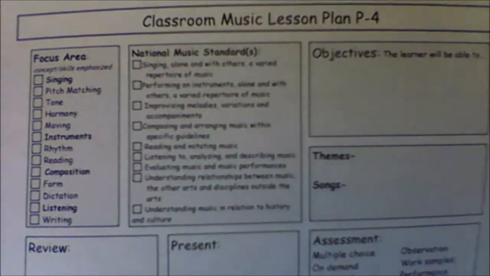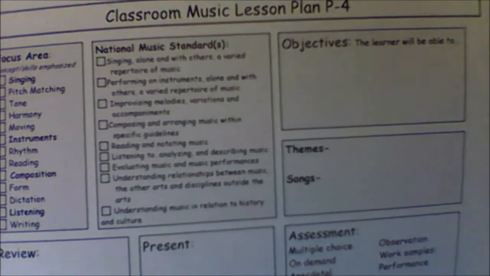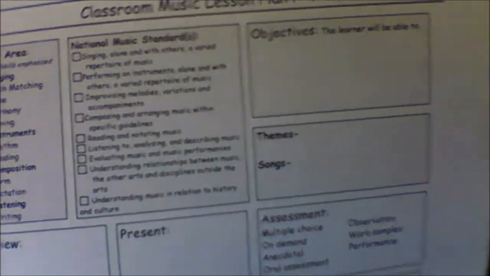That being said, I really like how this is. So let me show you this. And this is something I would actually use as an outline for a novel, like I said. So it's very, very similar. First, you have your focus area over here. And so that talks about, are we singing? Are we doing pitch activities, looking at notes, drumming? What are we doing? So it lists singing, pitch matching, tone, harmony, moving, instruments, rhythm, reading, composition, form, dictation, listening, or writing.